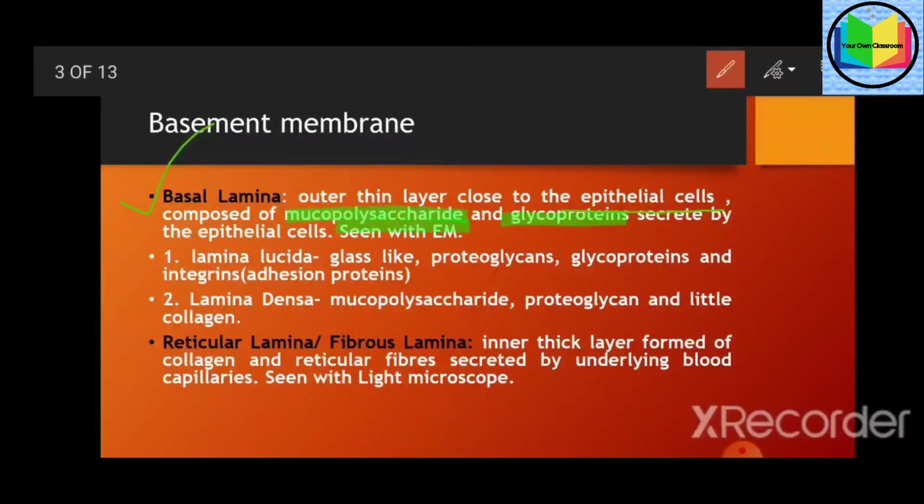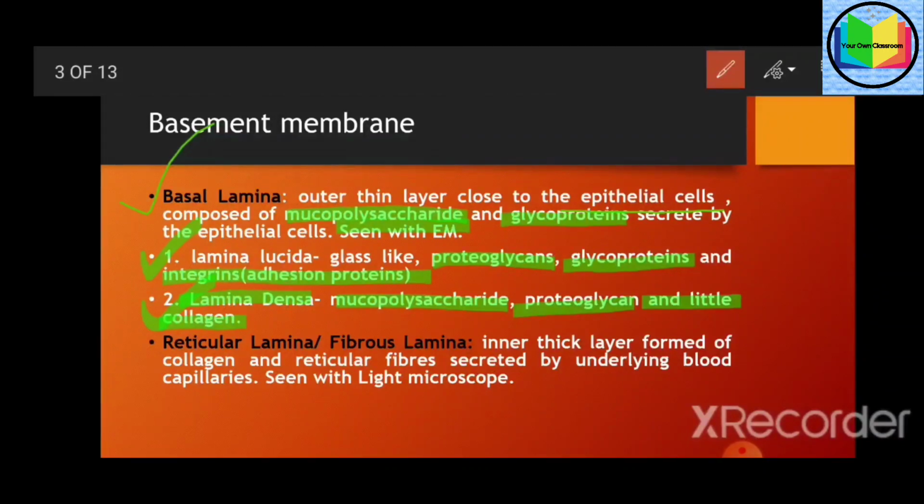As we have seen, basal lamina is composed of two parts. First, lamina lucida. It is a glass-like structure composed of proteoglycans, glycoproteins and integrins. Integrins are a kind of adhesion protein which helps in the sticking of two cells together. And then there is lamina densa. Lamina densa is composed of mucopolysaccharide, proteoglycan and a little amount of collagen. So basal lamina has two parts. Now we'll talk about the reticular lamina or fibrous lamina.